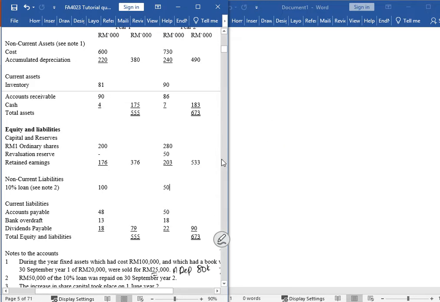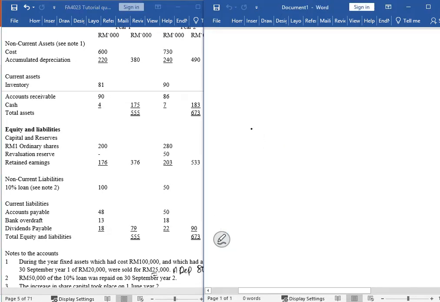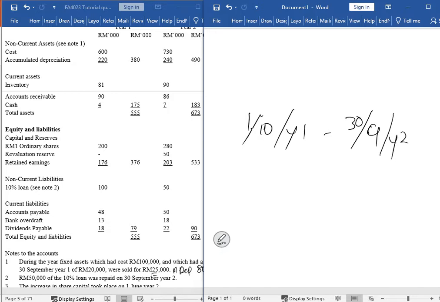You pay on the last day of the financial year, right? Here they say, if you look at this, the beginning of your financial year should be on 1st of October year 1, until 30th of September year 2, right? Question mentions your loan was repaid on this date. Means that beginning of the year you have 100 from last year until this year. Until the last day, then you pay back 50. That's why your balance you have 50.